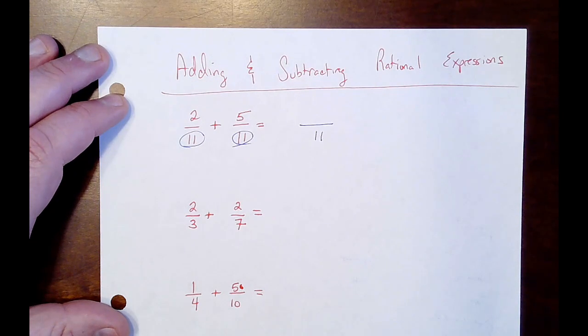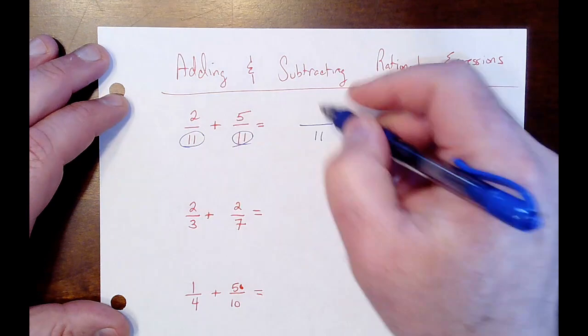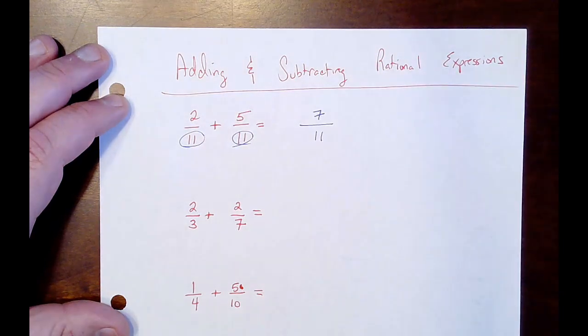And then simply on top, or in the numerator of the fractions, you just perform the operation that's given to you. If it's addition, you add them together. If it's subtraction, you subtract, naturally. So 2 plus 5 would be 7, and you get 7/11ths.